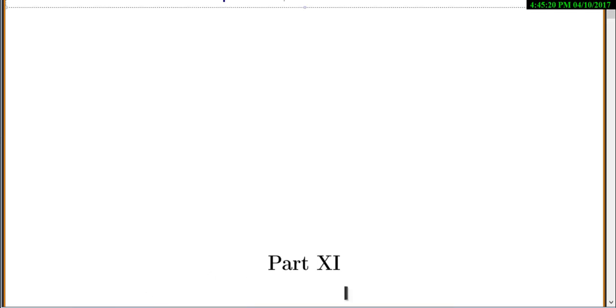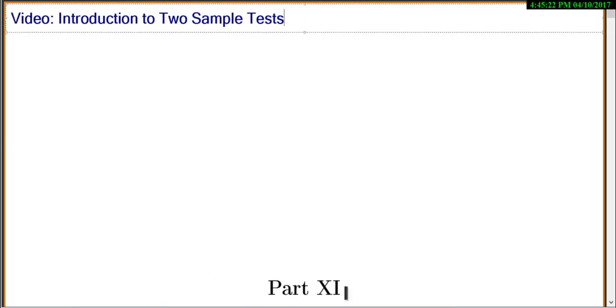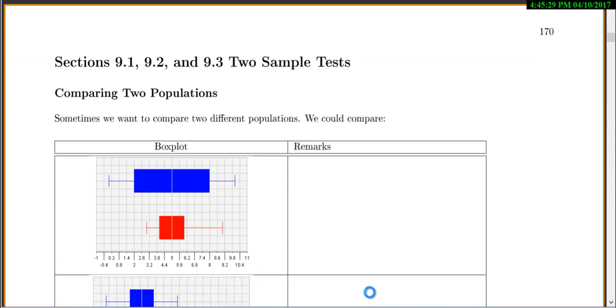In this video, we're going to introduce the concept of two sample tests. That's why you see here that this is called a multiple sample inference. It's what happens when you take more than one sample or you want to compare two different groups. So we want to look at two sample tests.